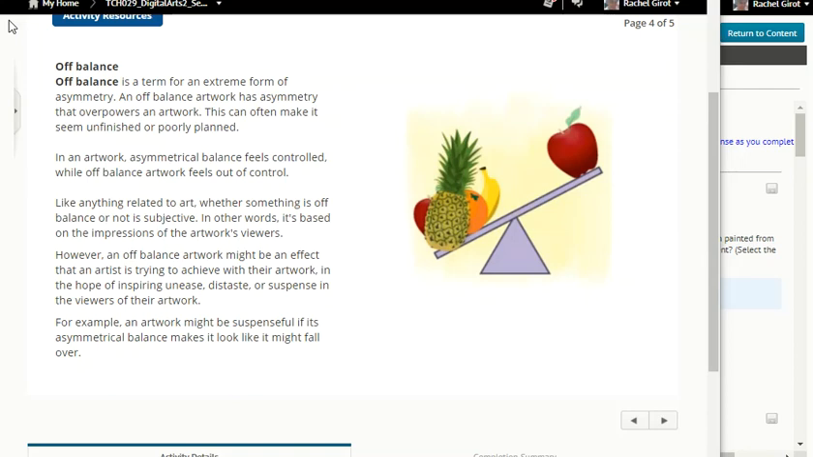However, an off-balance artwork might be an effect that an artist is trying to achieve with their artwork in the hope of inspiring unease, distaste, or suspense in the viewers of their artwork. For example, an artwork might be suspenseful if its asymmetrical balance makes it look like it might fall over.